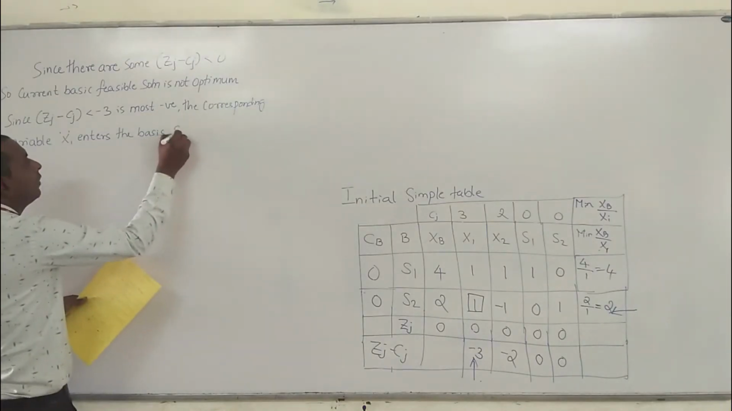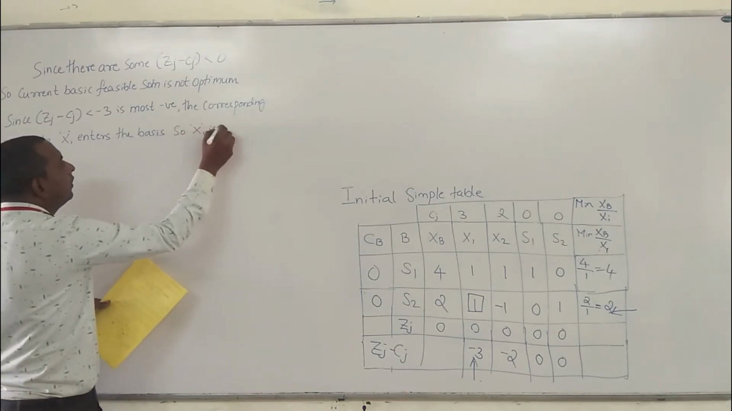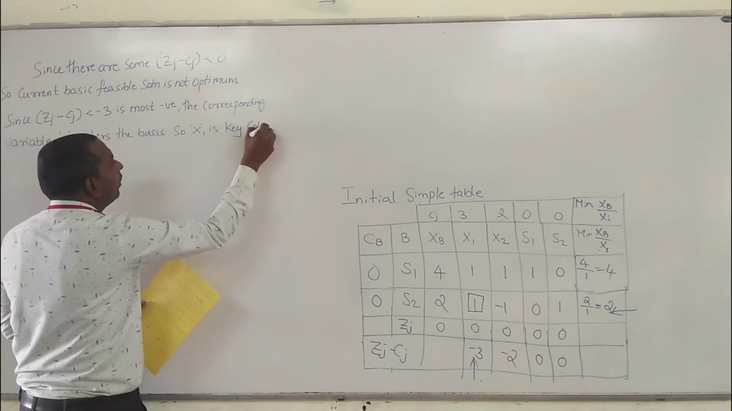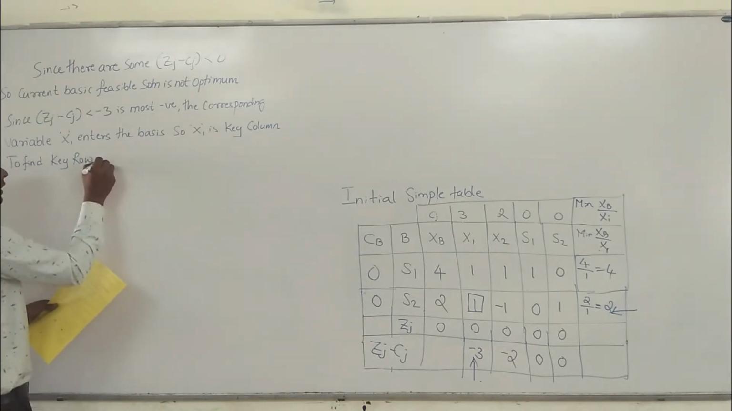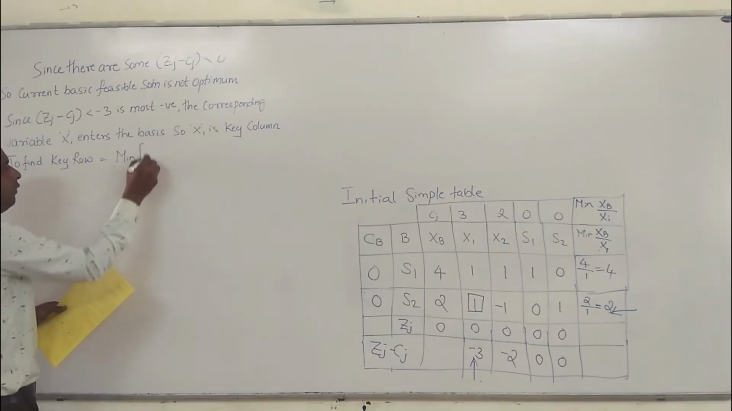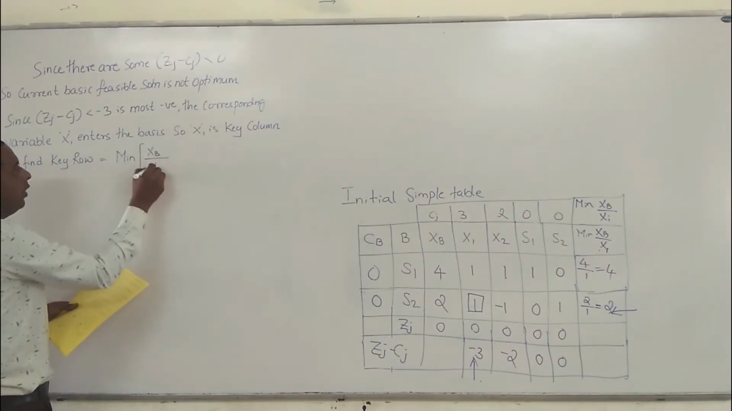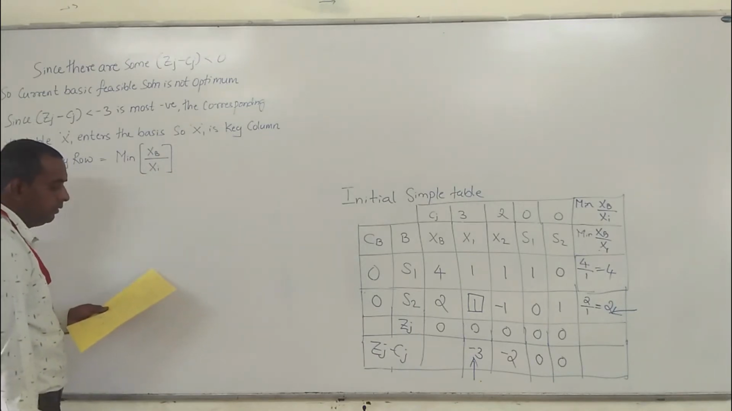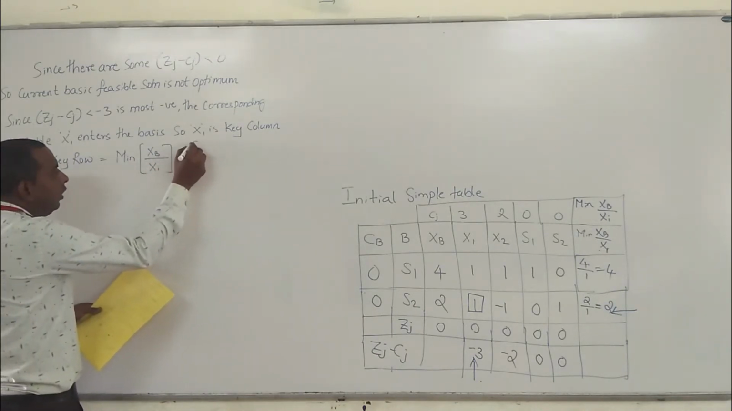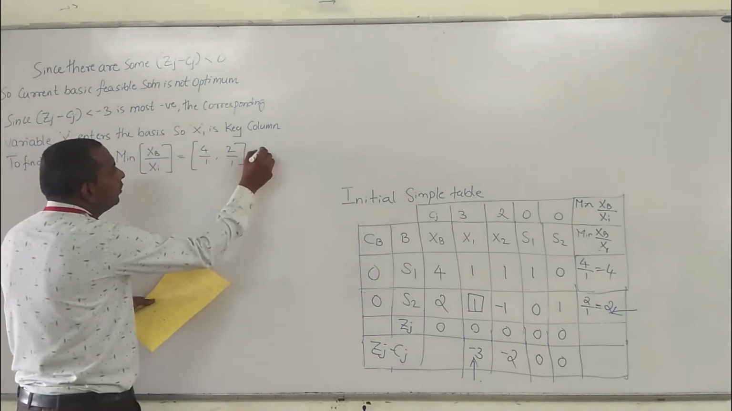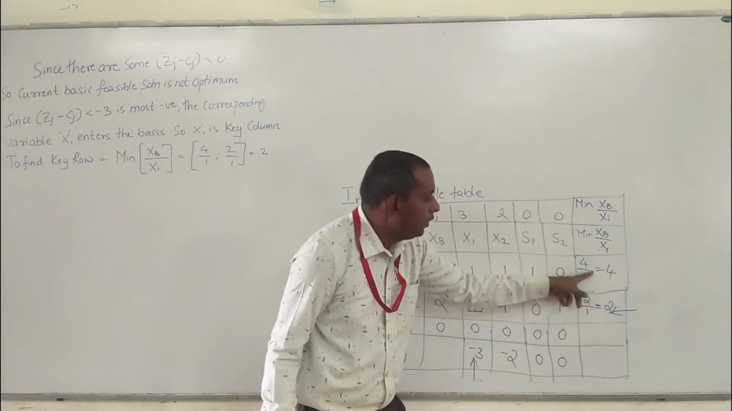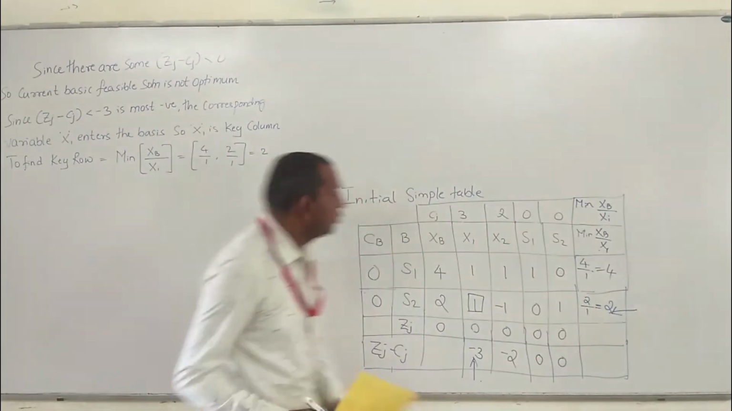So x1 is the key column. Fine. To find the key row, find the minimum of xb upon xi. So that is equal to the minimum of 4 upon 1 and 2 upon 1. You need to find the minimum of these two, 4 upon 1 and 2 upon 1, and 2 is the minimum.